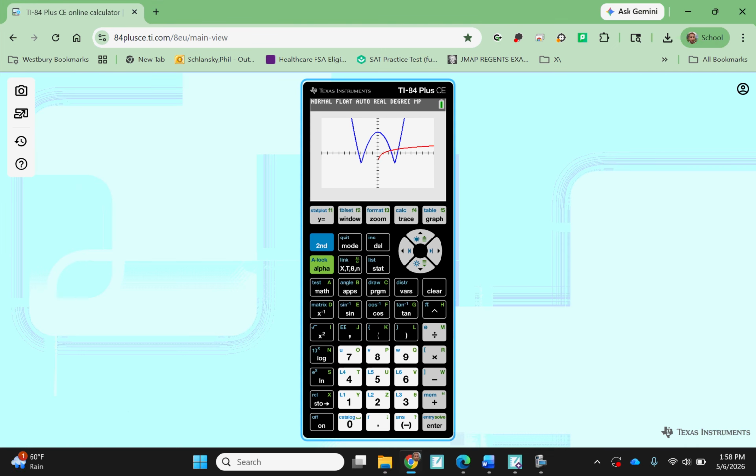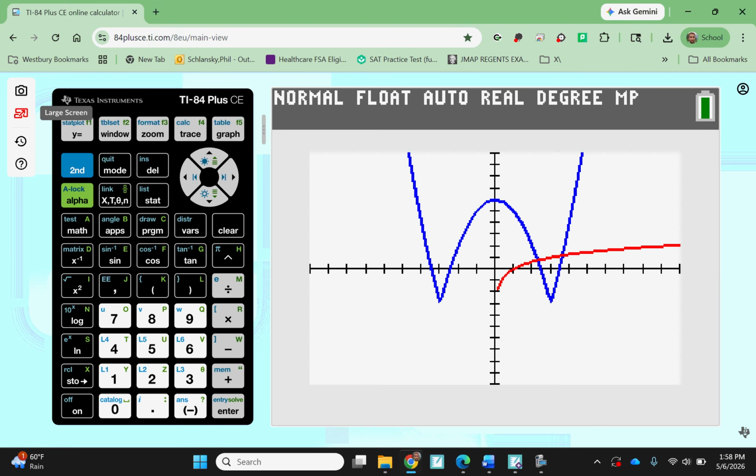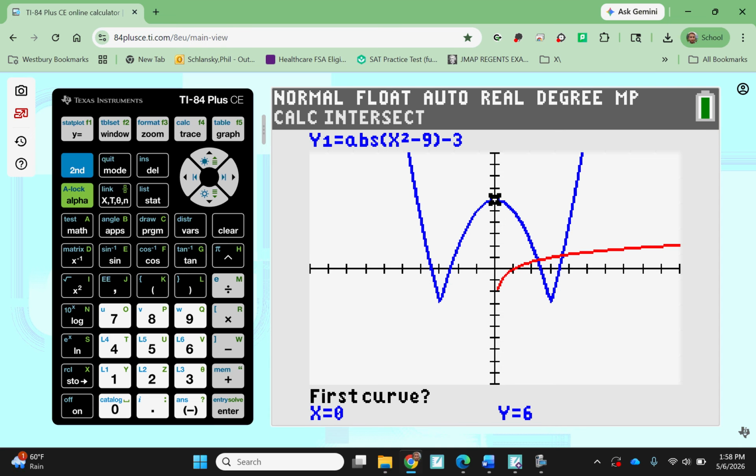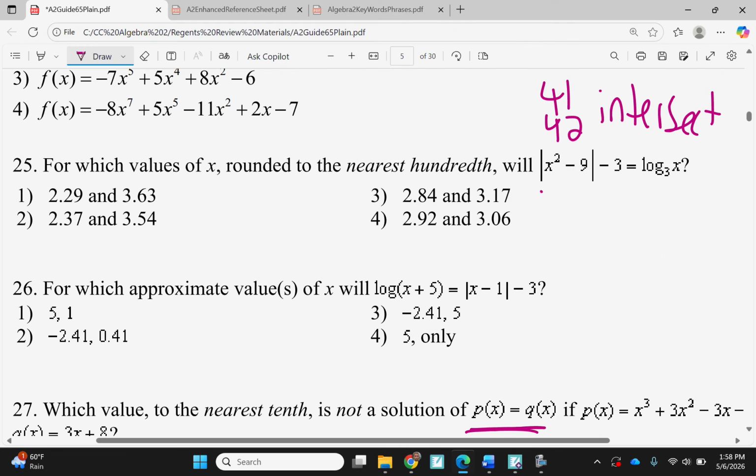Let's blow this up, and I don't think I need to show the other screen at this point. So to find the intersection, second trace, intersect. There's two of them. I'm going to do one at a time. I like to always go left to right. Enter, enter, enter. 2.29 is one answer. I don't have to show the work I showed before because it is multiple choice.